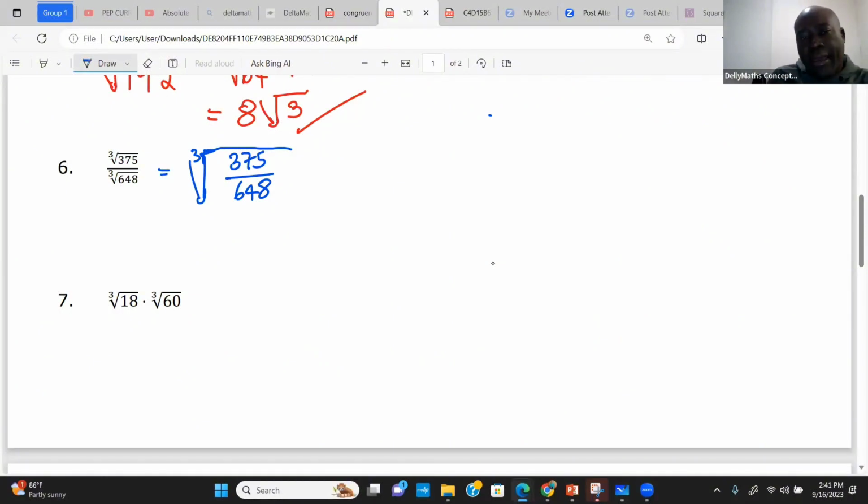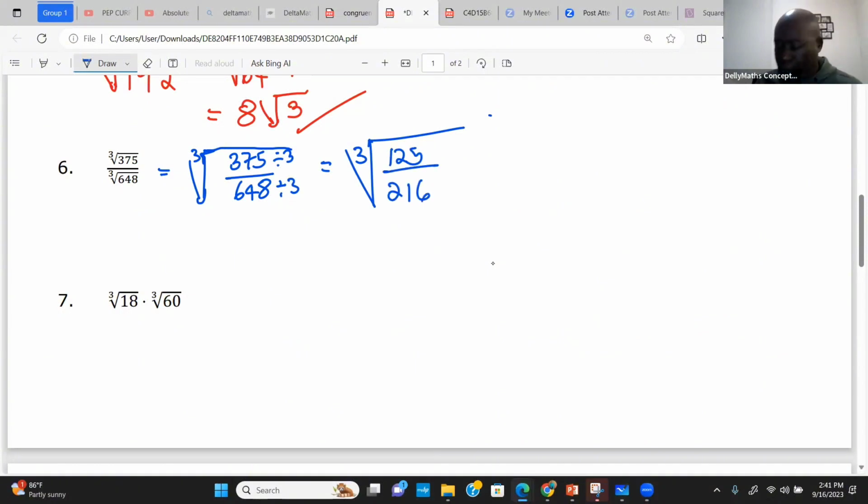So if I divide both by 3, I am coming up with this to break it down. If I divide this by 3 and this by 3, I'm going to end up with the cubic root of 125 over 216, right? Which means that at this time now, I could take the cubic root of 125. Remember, 5 times 5 times 5 gives you 125, and 6 to the third is actually 216. So the final answer is 5 over 6. All right.